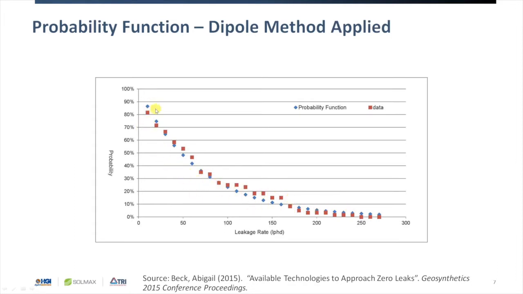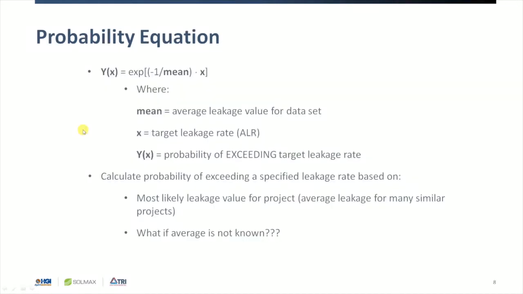So again, it works on any data set regarding leakage, as long as you know the average leakage level of your data set. You can enter your target ALR and it will tell you the percent probability of exceeding that based on actual leakage statistics of other similar sites. So this is that probability equation formatted as you would see it inside of an Excel spreadsheet.